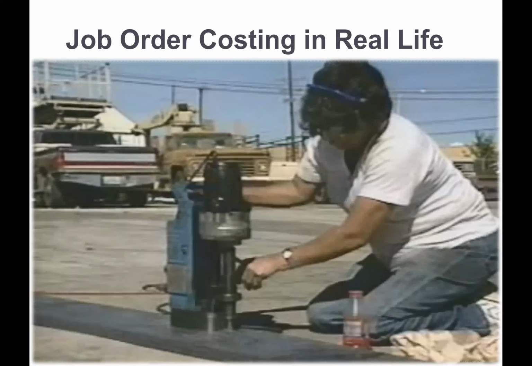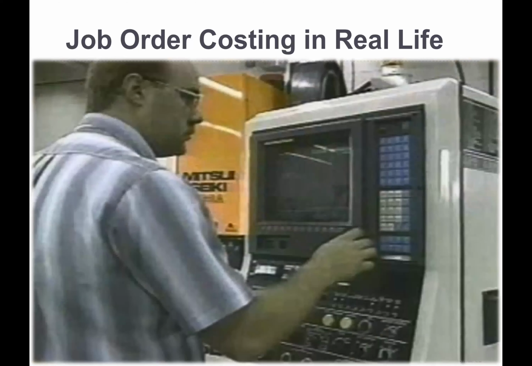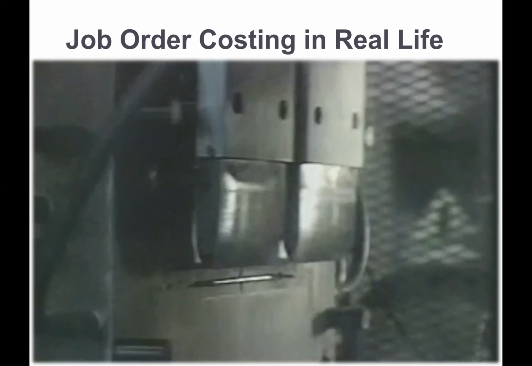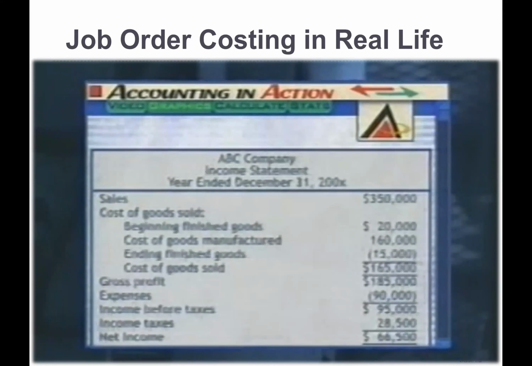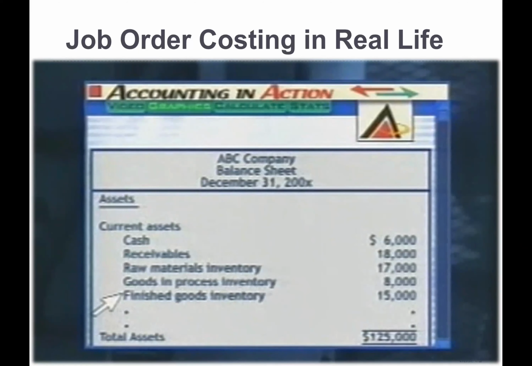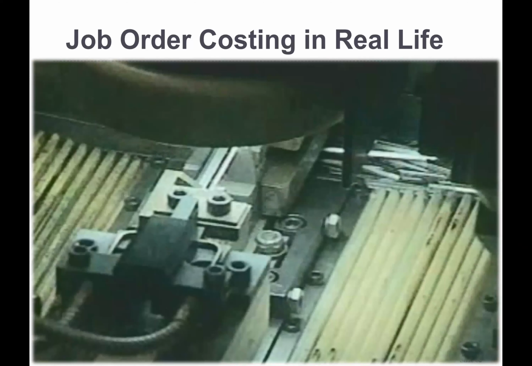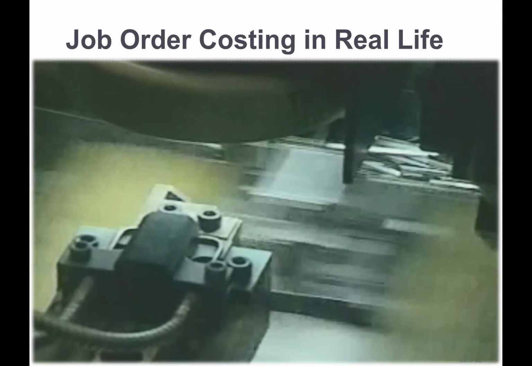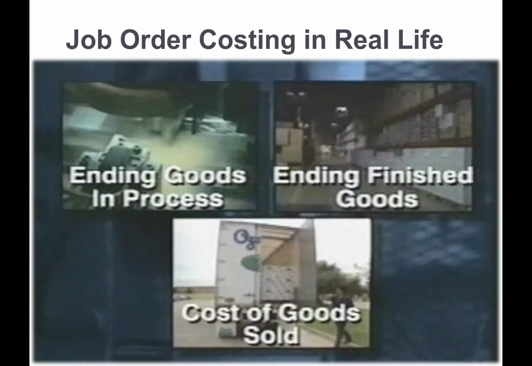Closing a material amount of under- or over-applied manufacturing overhead to cost of goods sold is not appropriate. Doing so will misstate cost of goods sold on the income statement, as well as ending balances in the goods in process and finished goods inventories on the balance sheet. A material amount of under- or over-applied overhead is allocated to ending goods in process, ending finished goods, and the cost of goods sold, based on a percentage of overhead currently allocated to those accounts.